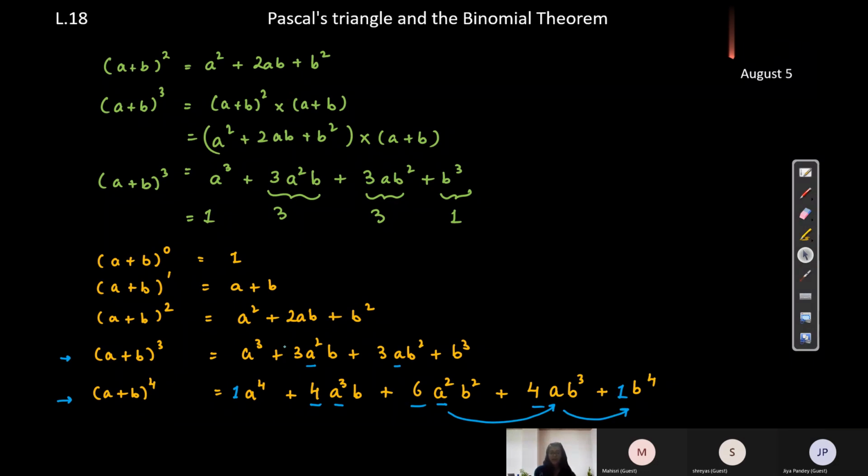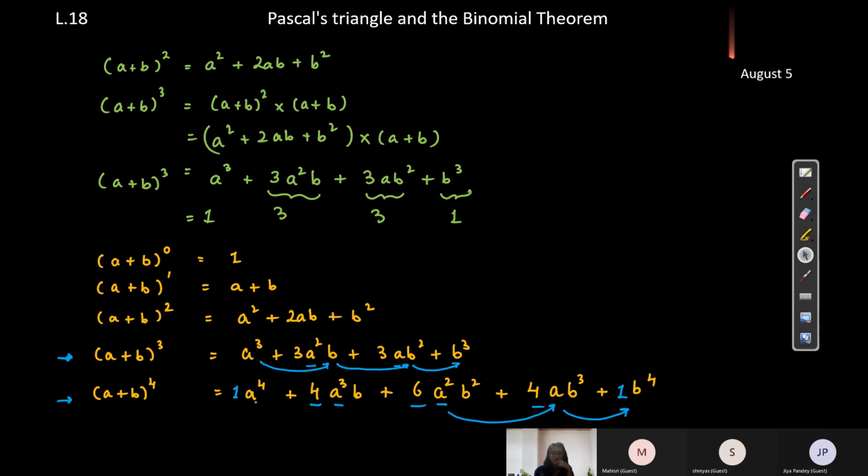Now for the pattern of b, look at this one. In the first term, there will be no b. Then in the next term, there will be b¹. Then in the next term, b². And in the next term, b³. So the power of a will keep on decreasing and the power of b will keep on increasing.